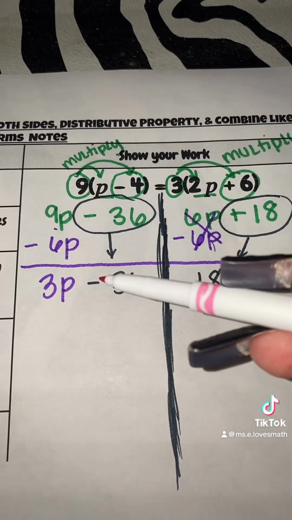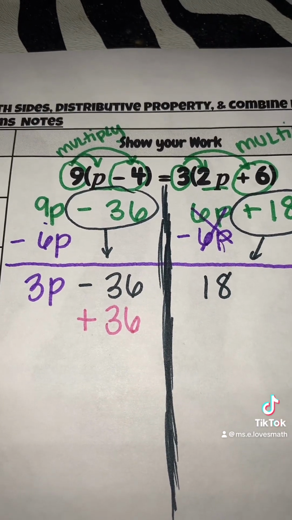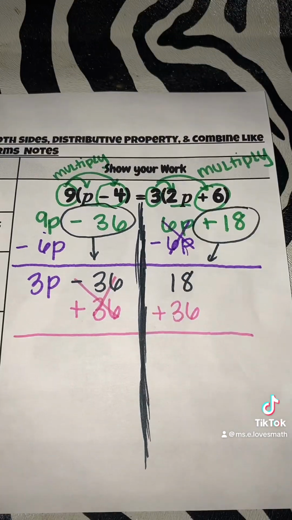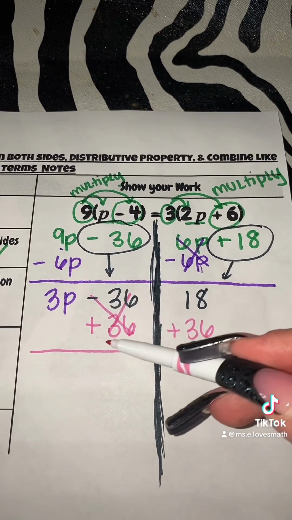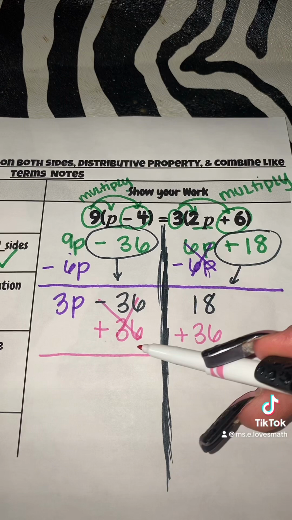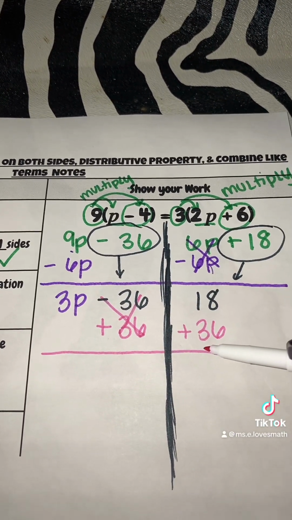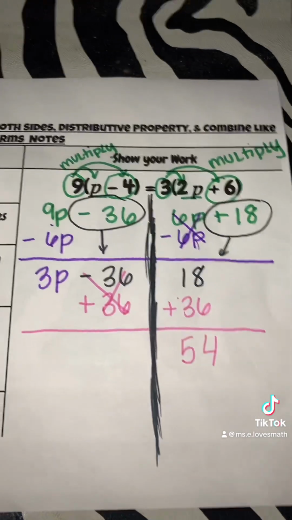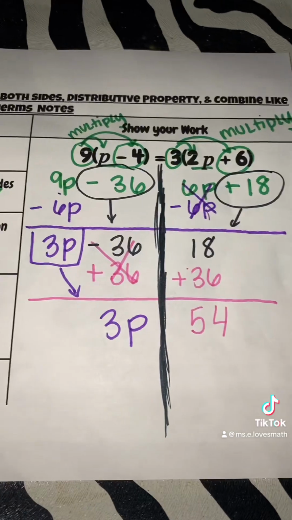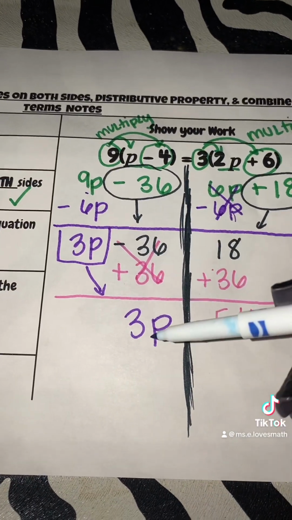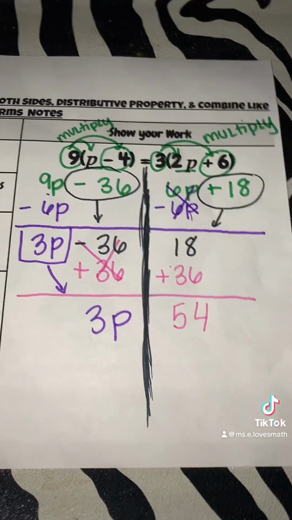To get rid of a minus 36, we need to do the opposite. That means we need to add 36. A minus 36 and a plus 36 will cancel out. That means we have gotten rid of it. Whatever we do to one side, we need to do to the other. 18 plus 36 is 54. Now we need to bring down our 3p because we still have 3p equals 54.